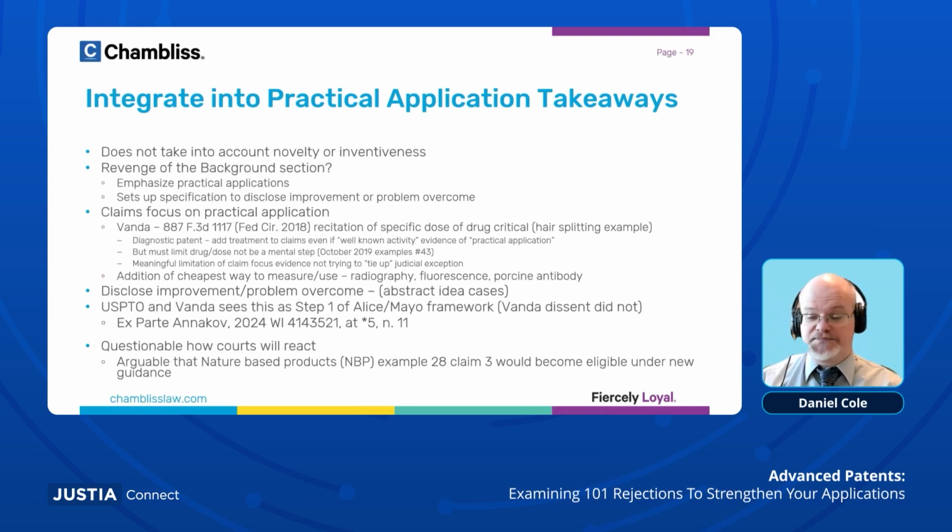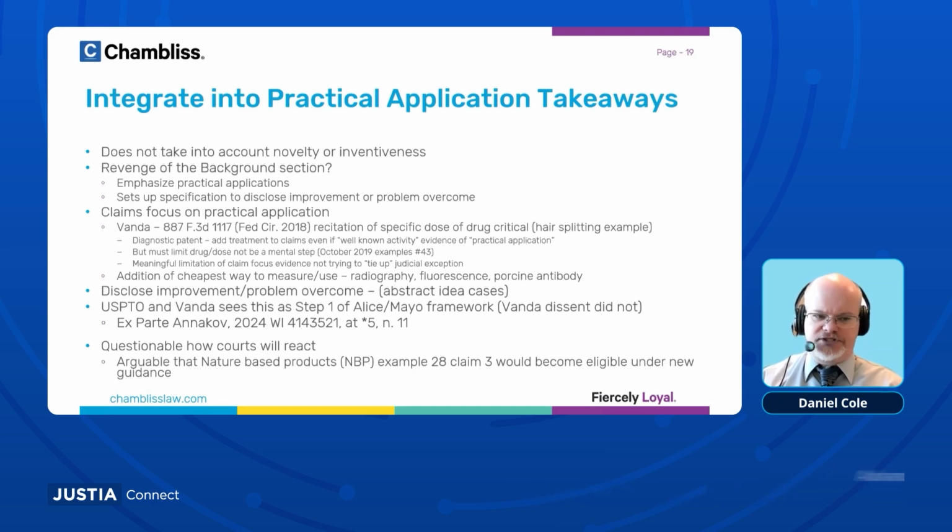Maybe add something like the cheapest way to measure and use. Add radiography, add fluorescence, add a porcine antibody. This does limit your claim. So this is where you come in and say, okay, do we want to patent this and limit it in this way, or do we want to just keep this as a trade secret? And that's going to be a decision between you and your client. That's a discussion you're going to have. For our abstract idea cases especially, it's going to be really important that you can disclose the improvement and the problem that you're overcoming. Again, background section.